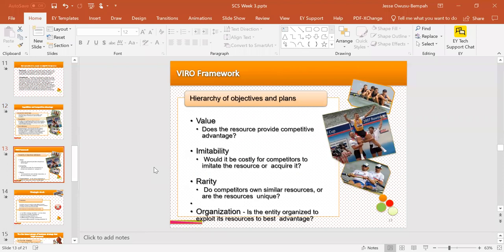Are there any questions so far? Okay. I guess there are no questions. Okay. So let's talk a little bit about this model.